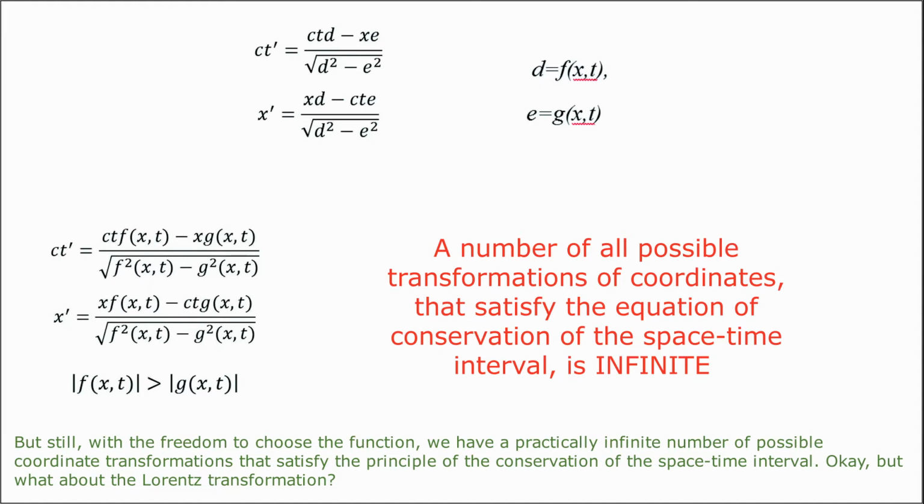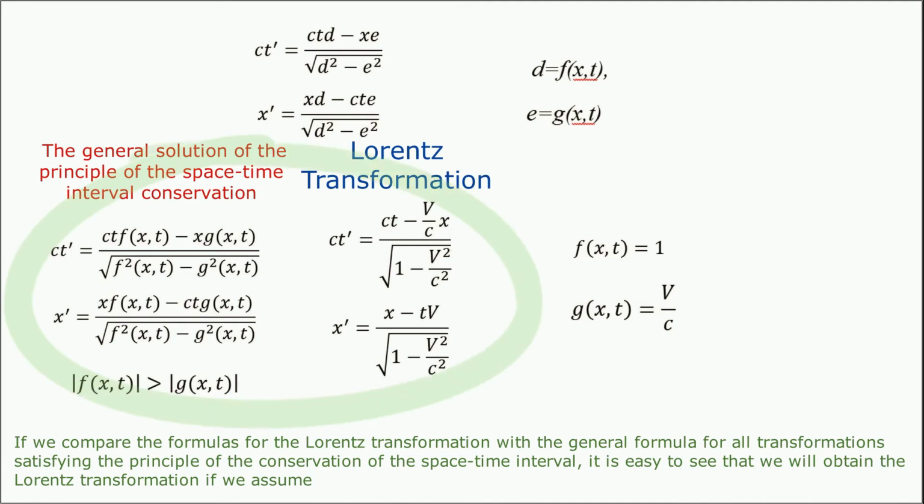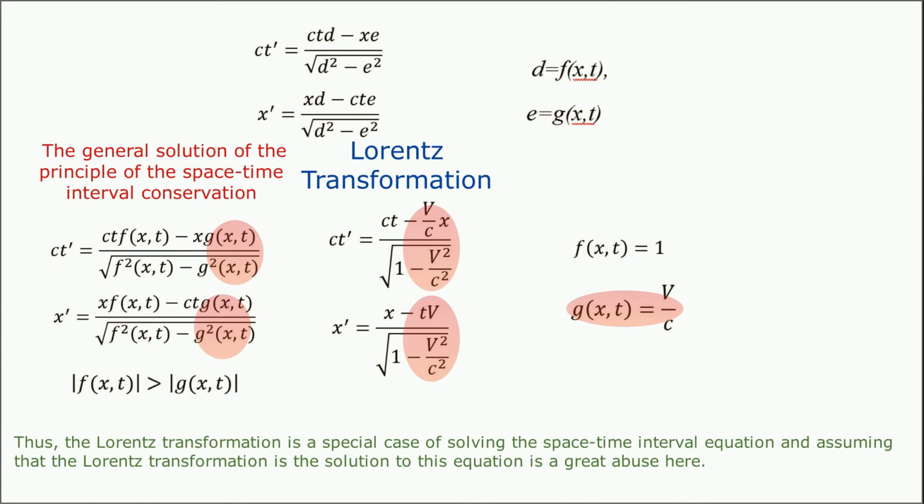Okay, but what about the Lorentz transformation? If we compare the formulas for the Lorentz transformation with the general formula for all transformations satisfying the principle of the conservation of the space-time interval, it is easy to see that we will obtain the Lorentz transformation if we assume function f equal to 1 and function g equal to v by c. Thus, the Lorentz transformation is a special case of solving the space-time interval equation, and assuming that the Lorentz transformation is the solution to this equation is a great abuse here.